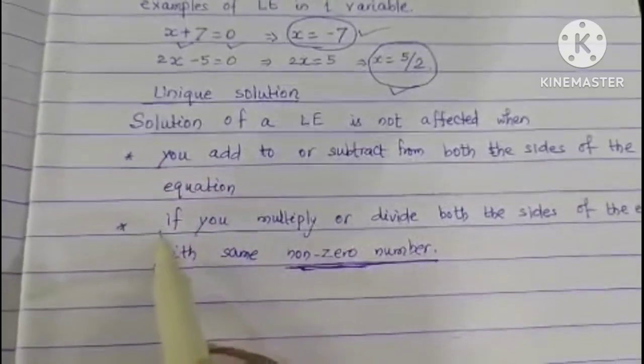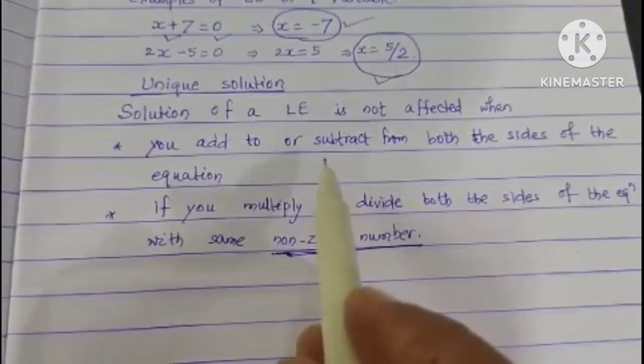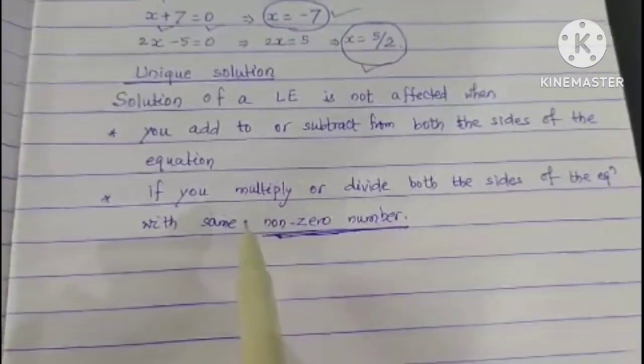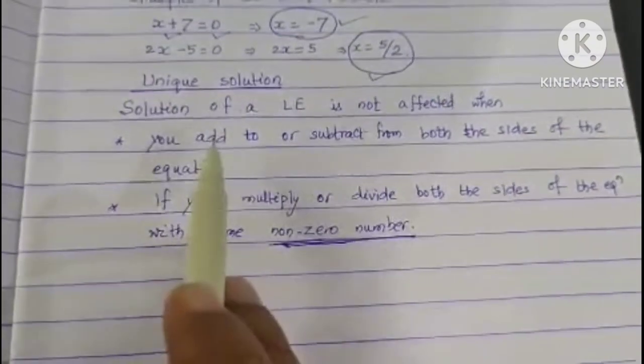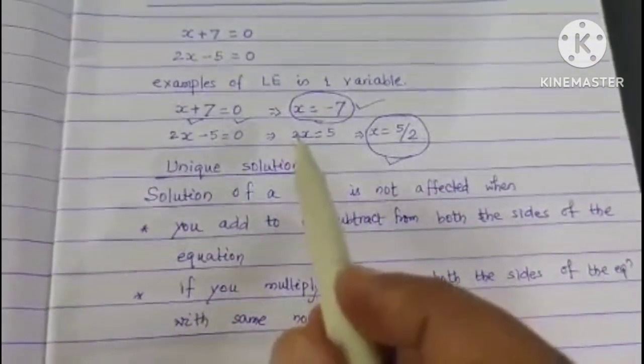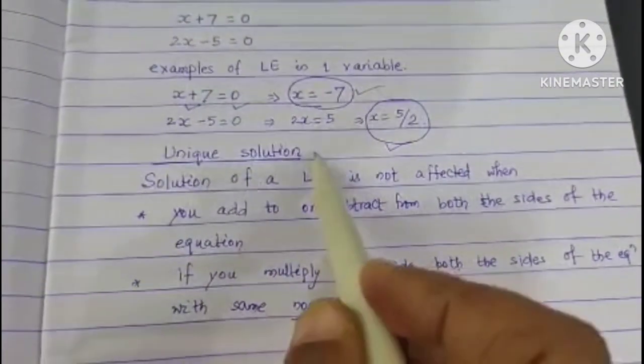So the 2 points are, you can add or subtract anything from both the sides. Any number you can add or subtract from both the sides of the equation. You can also multiply or divide both the sides of the equation. The solution will not be changed. And the point was that a linear equation in one variable always has a unique solution.